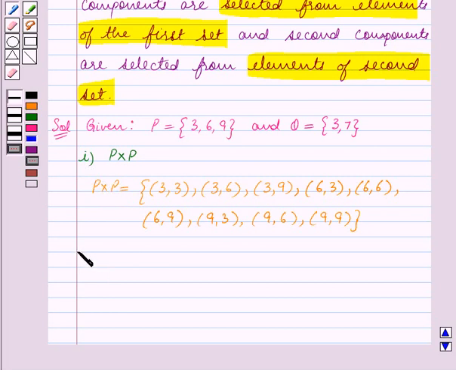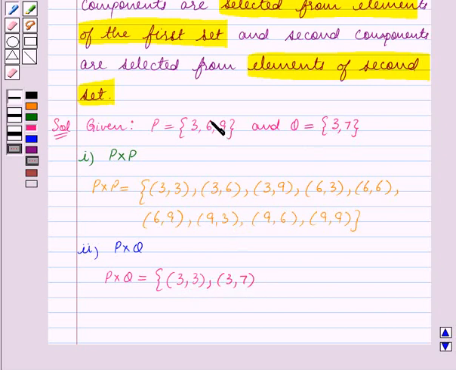Now in the second part, we have to find what is P cross Q. P cross Q is the set containing the ordered pairs whose first components are elements of the set P and second components are elements of the set Q. So P cross Q is equal to the set containing the ordered pair whose first component is 3, which is an element of the set P, and second component is 3, which is an element of the set Q. We will first fix the first component as 3 and pair it with all the elements of the set Q. So the second ordered pair is 3, 7.